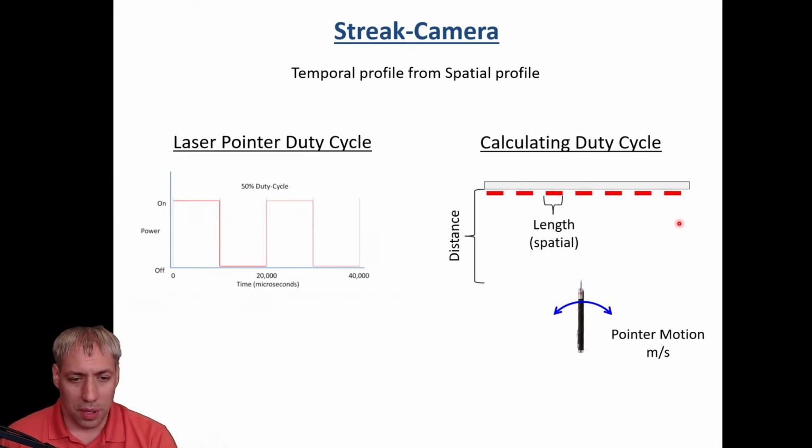And so what's really cool about this is essentially if you know how fast your arm's going, you know your distance from the wall, and you know how long these light bursts are, you can essentially calculate what that duty cycle is. And so what you're essentially doing is taking spatial information as well as the velocity of your laser pointer moving back and forth to figure out the time that each one of these pulses took. So you're taking spatial information and translating it to a temporal profile.